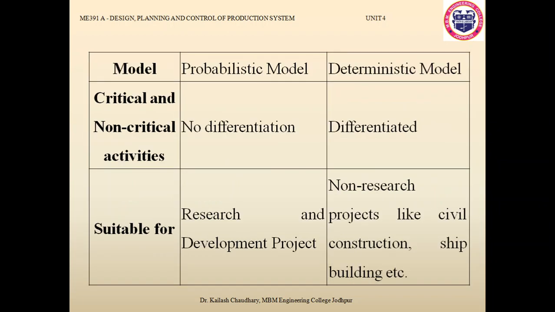A probabilistic model is used for PERT, while CPM uses a deterministic model. There is no differentiation between critical and non-critical activities in PERT, while CPM differentiates between critical and non-critical activities. And PERT is suitable for research and development projects, while CPM is useful for non-research projects like civil construction, shipbuilding and other sorts of projects.